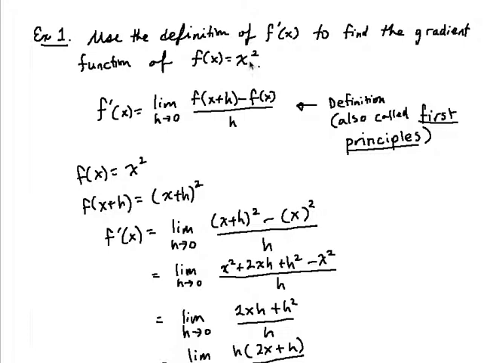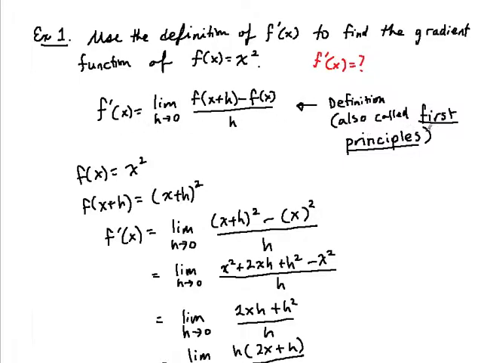Okay, so what does that mean? Let's think about this. We need to find the gradient function of f of x equals x squared. They're just saying find f prime of x. They're just saying what is this equal to? And we're going to use this definition. It's also called first principles.